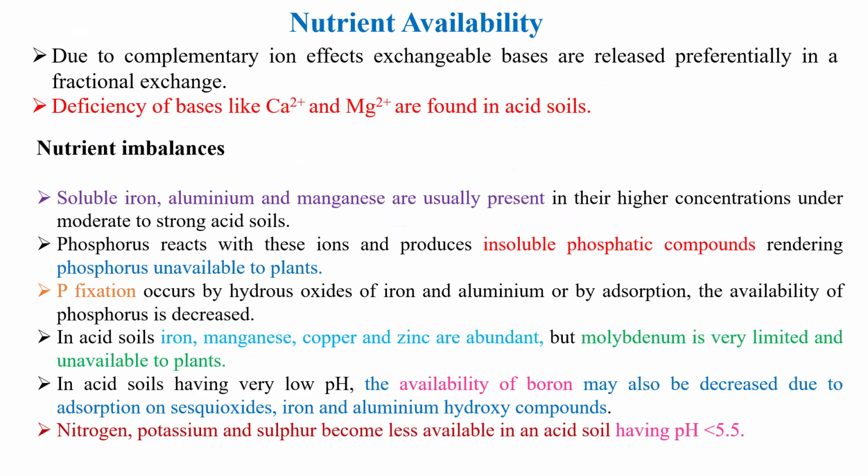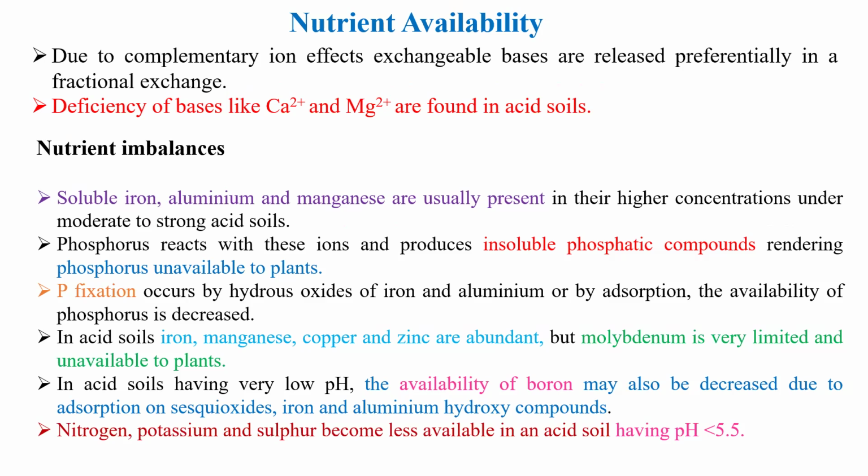Next is the nutrient availability, which is affected due to various complementary effects. The complementary effect is nothing but the effect of one ion on another ion. The effect of one ion causes either a positive or negative impact on the other ion. That is known as the complementary effect. Deficiency of different bases like calcium and magnesium is mostly found in acid soils. So nutrient imbalances include the deficiency of calcium and magnesium in these particular soils.